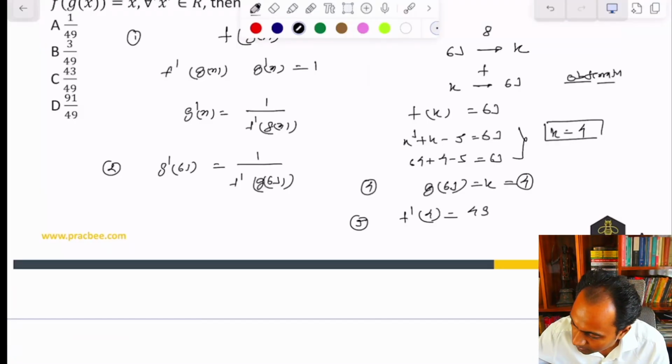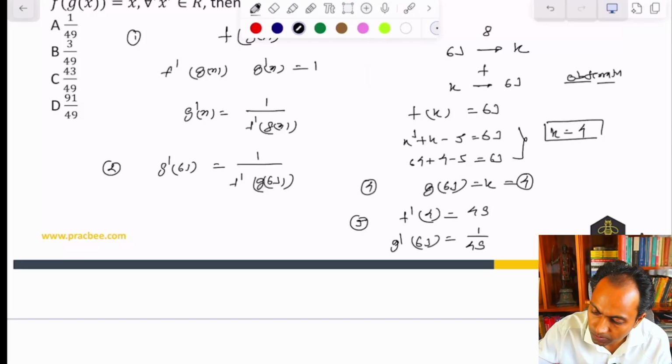Once you know that, the value of g dash of 63 would be 1 by 49. Let us check the options. You can see that option A matches.